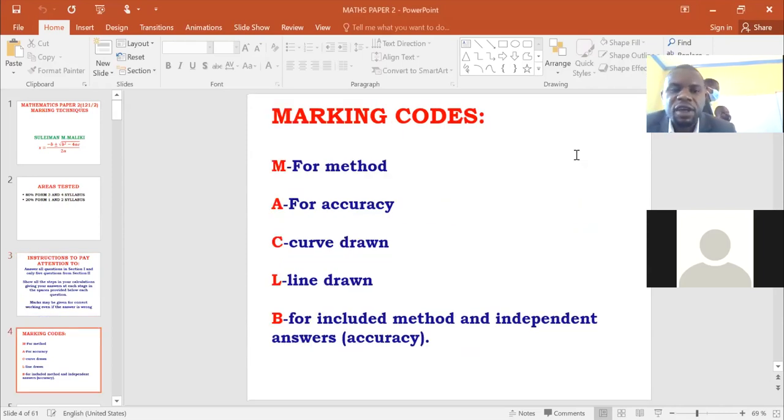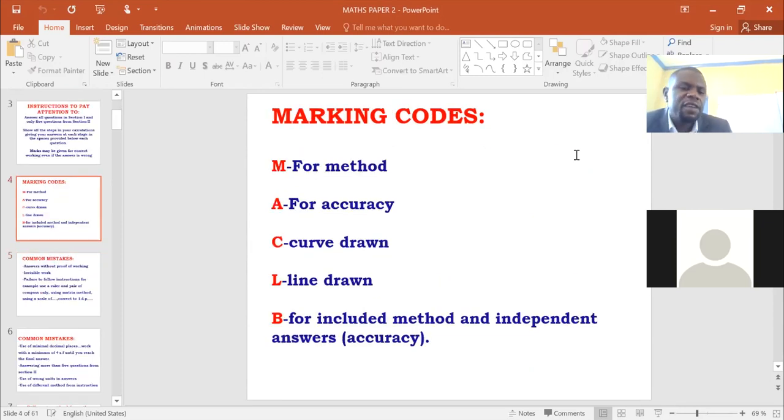So those are marking codes. M is for method, A for accuracy, and C for the curve. L is for the line correctly drawn, and B mark is usually awarded for an included method plus an independent answer. For example, if you are working with angles, you may not have a specific formula for doing that, but if you have the answer, a B mark is awarded.